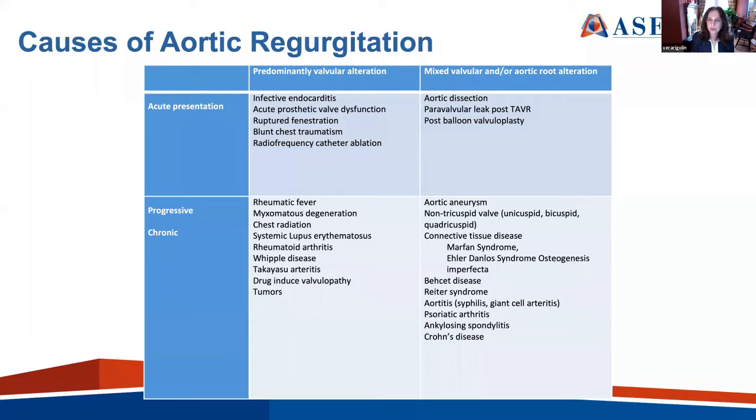Those that are due to the aortic root plus or minus the aortic valve include aortic aneurysms, congenitally abnormal aortic valves such as unicuspid, bicuspid, or quadricuspid valves, which are often associated with aortic aneurysms. Connective tissue disorders such as Marfan's, Ehlers-Danlos, osteogenesis imperfecta. Again, oftentimes those are also associated with aortic aneurysms. Behçet's disease, Reiter's syndrome, aortitis such as syphilis or giant cell arteritis, psoriatic arthritis, ankylosing spondylitis, or Crohn's disease.